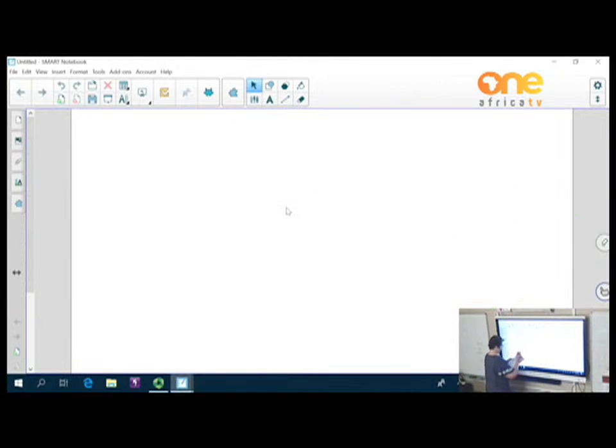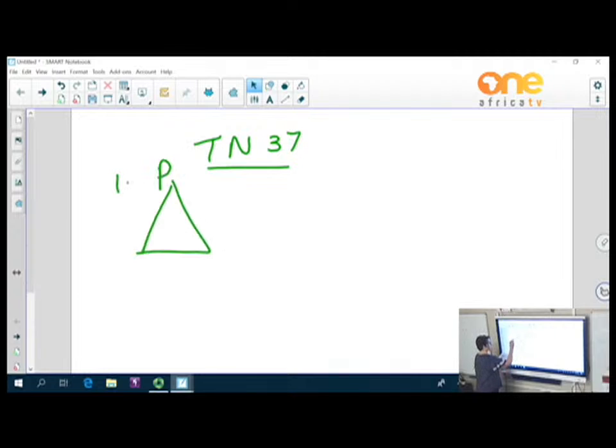Right, so we are busy now with Try Now 37, and we have to make the choice which formula we are going to use. So the first one, let's go back to this one. Number one, the PQR. This one is 7 centimeters. This one is 32. Q is 41. I want to calculate PR. This is what I want to calculate. That is why it's the unknown one. So which formula are you going to use?